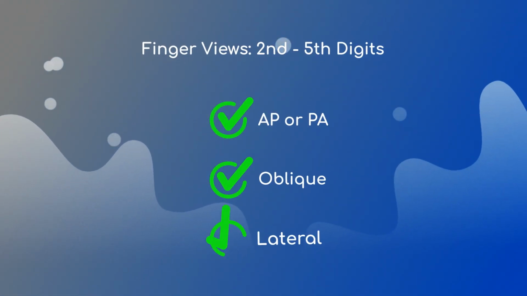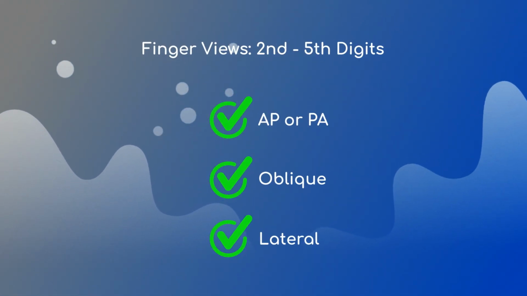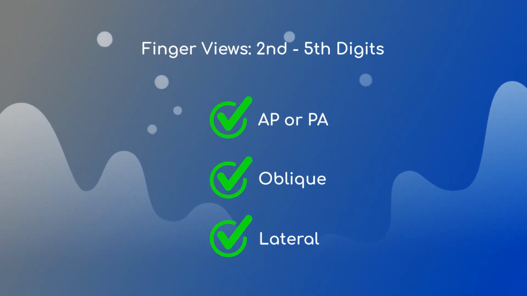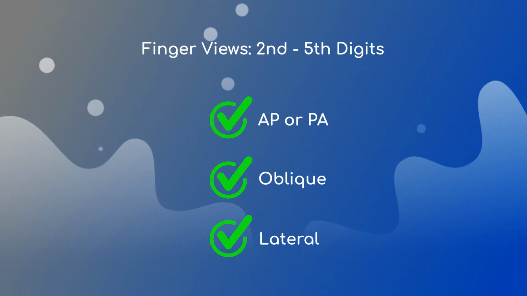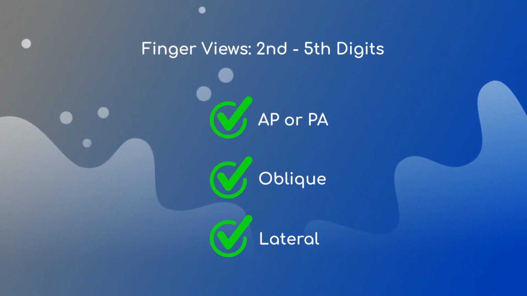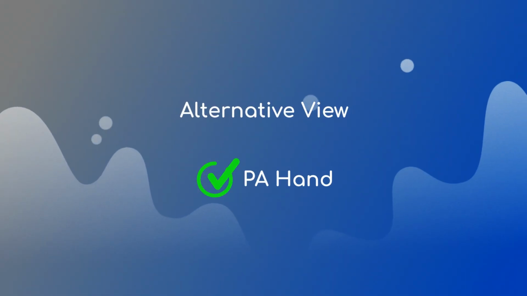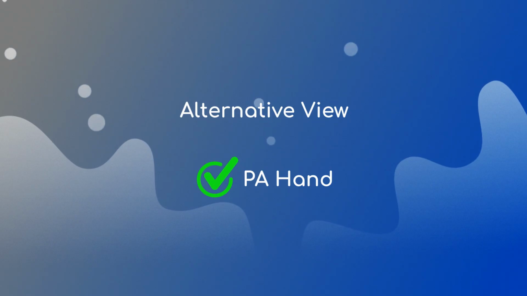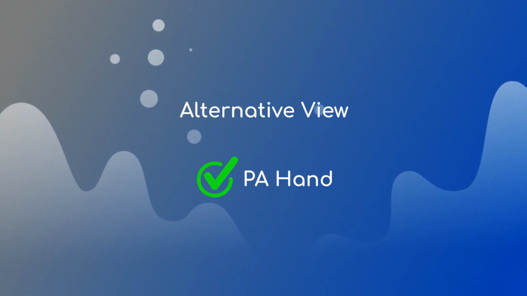Fingers, 2nd through 5th digit. PA view evaluates alignment of all 3 phalanges and joint spaces. Oblique view offers a diagonal view for better visualization of cortical bone. Lateral view is best for detecting subtle fractures or dislocations. In some trauma situations, a PA hand is used as an alternative to a focused PA finger or oblique thumb view.